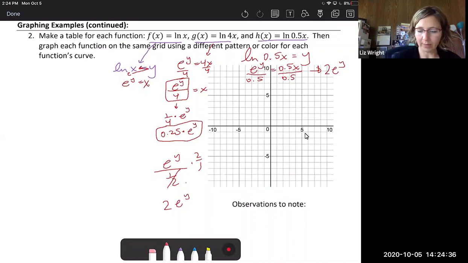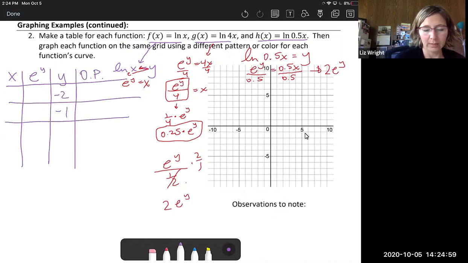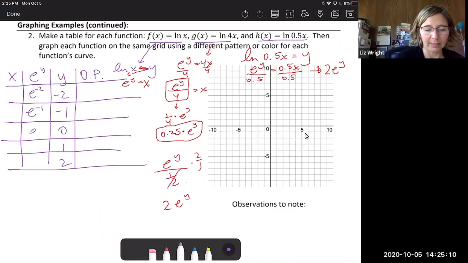Okay, so I'm going to write up my 3 tables, and I've got x, then e to the y, then y, and then my ordered pair. Here I've got -2, -1, 0, 1, and 2, and you plug it into your values. So we've got e to the -2, e to the -1, e to the 0, e to the 1, e to the 2. And again, you could use 2.72 instead of using e.